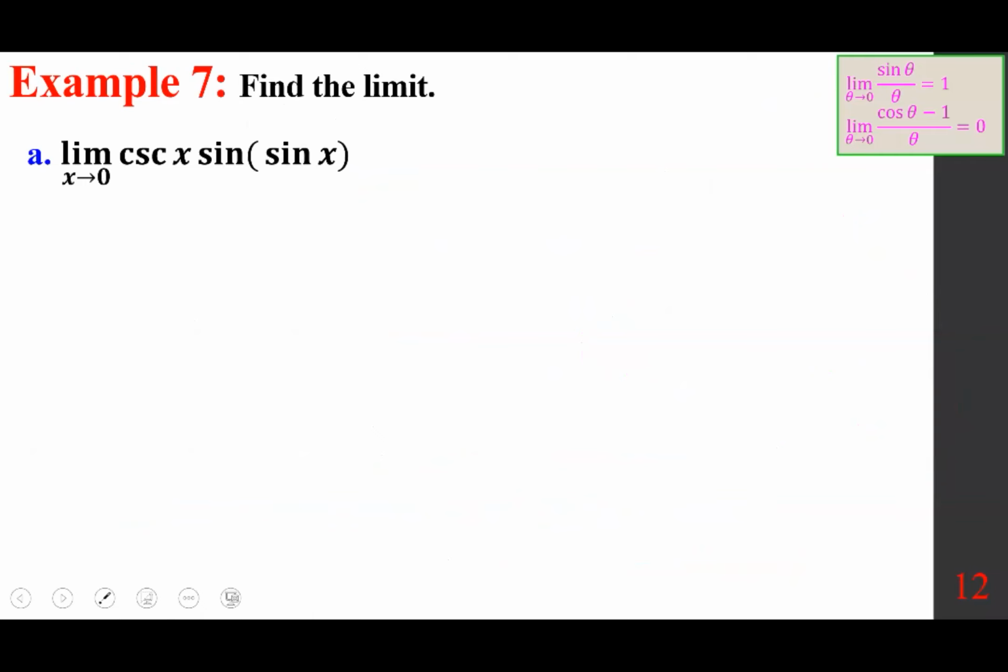We want to find the limit, and there are various ways of approaching it. For example, we remember limit of sine theta over theta as theta approaches 0 is 1. Limit of cosine theta minus 1 over theta as theta approaches 0 is 0. So what we can do, cosecant is 1 over sine.